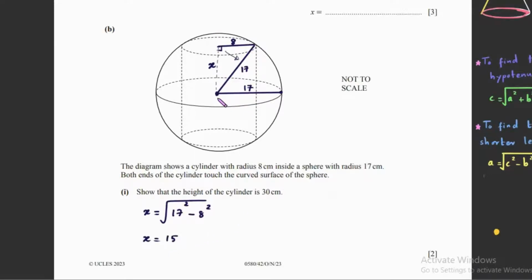This same length will be on this side as well. This side also will be that same x, which means the height of the cylinder will be 2x. That's the same as 2 times 15, which is equal to 30 centimeters. So that is what we're supposed to show here. To show means we need to prove how we can get that 30. That's the meaning. Let's move on to the next part of the question.